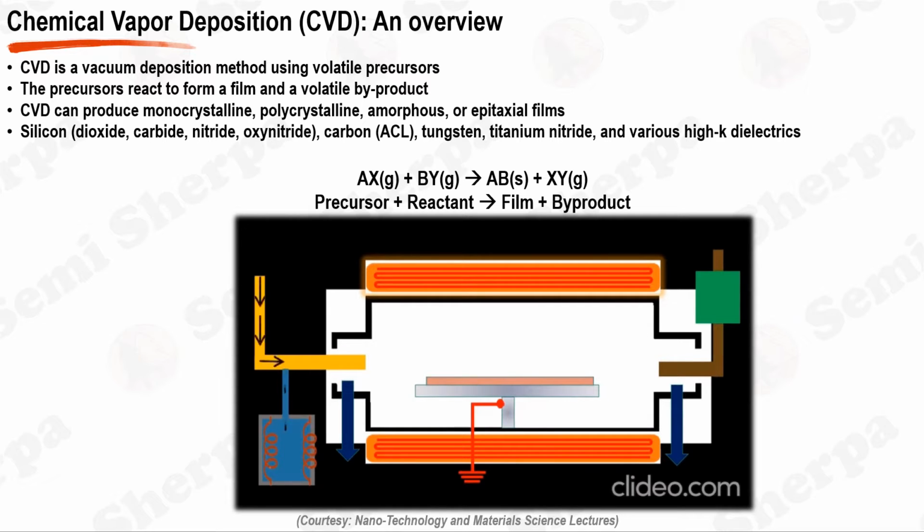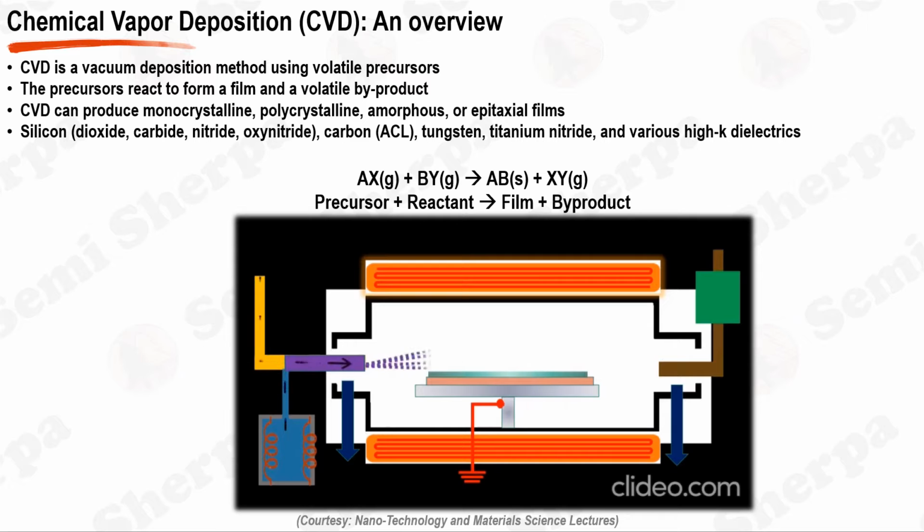As the precursor and reactant gases encounter the heated substrate, they react or decompose, forming a film that deposits onto the substrate. This reaction can be generalized as AX (gas) plus BY (gas) leading to AB (solid) plus XY (gas), where the gaseous precursors AX and BY react to form the solid film AB and the volatile byproduct XY. The type of film, monocrystalline, polycrystalline, amorphous, or epitaxial, depends on the specific precursors used and the process conditions.